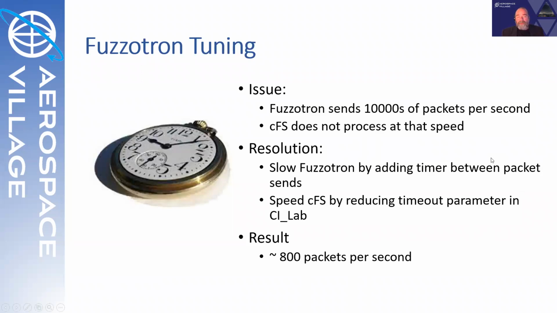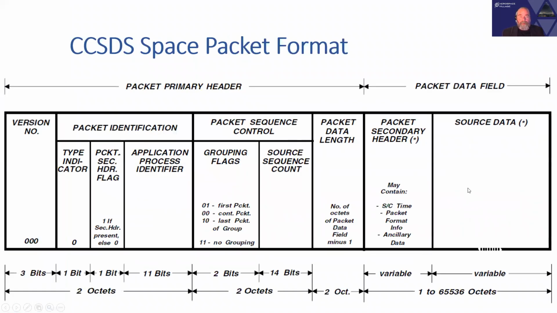An issue I did have, though, is that Fuzzotron sends tens of thousands of packets per second, and it was way faster than the core flight system software processed. To resolve that, I had to slow Fuzzotron, tweak the code a little bit to add a timer, and I had to speed up the core flight system. There is a timeout there where it waits, I believe it was 500 milliseconds, to process a particular packet before it would process the next one. So I reduced that to like 50 milliseconds. In the end, I was able to get a sustained 800 packets per second for the test.